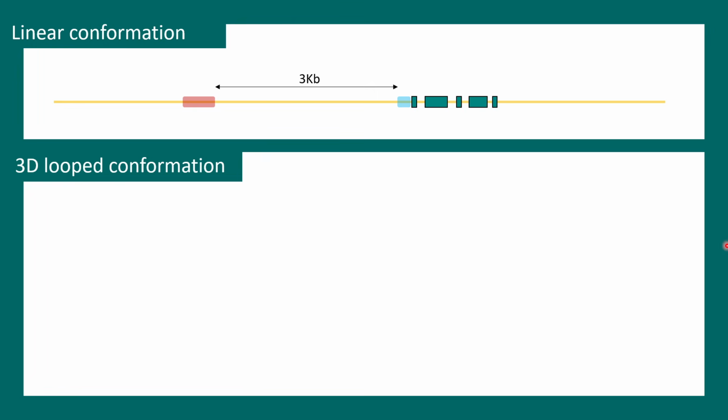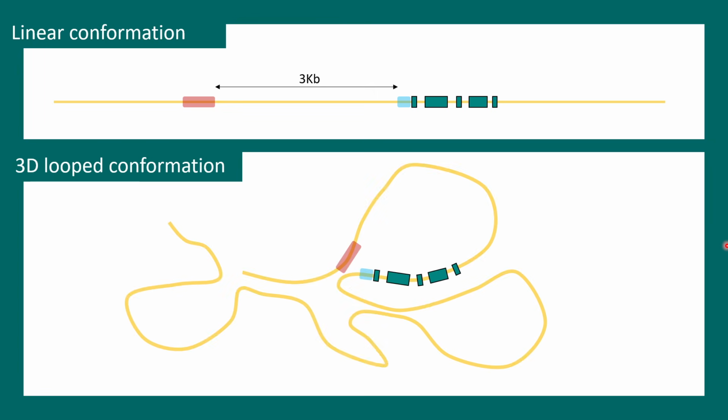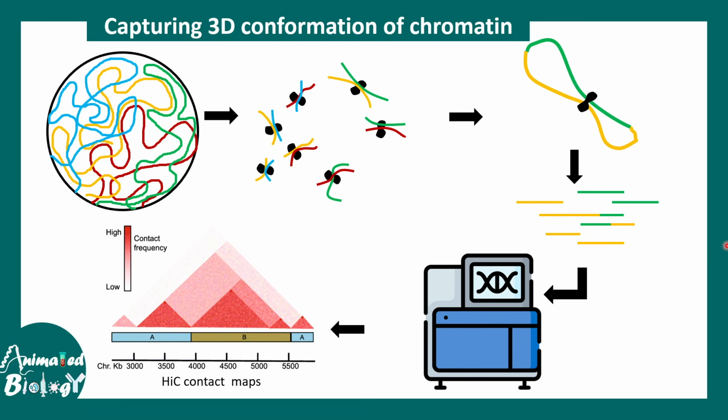Now sometimes the linear conformation is not enough to explain many things. For example, an enhancer is situated several kilobase pairs upstream to a promoter. How do they interact with each other? Looping is basically the mechanism. So due to a looping mechanism, the enhancer and the promoter come in close proximity and specific transcription factors can be recruited. This is crucial for transcription.